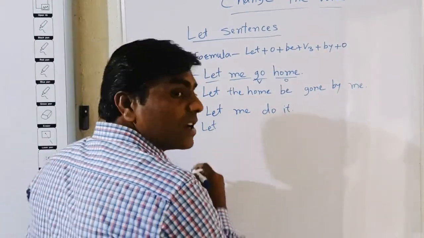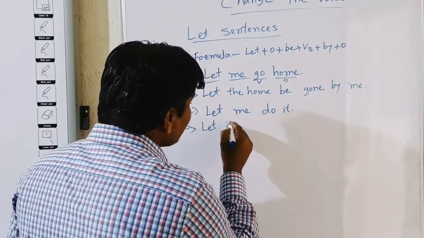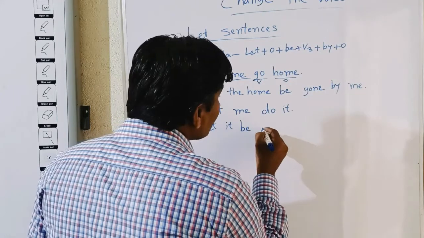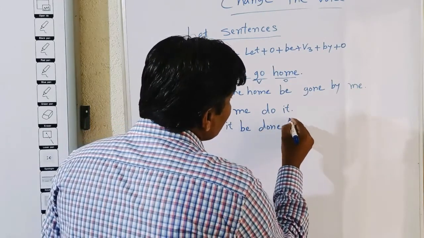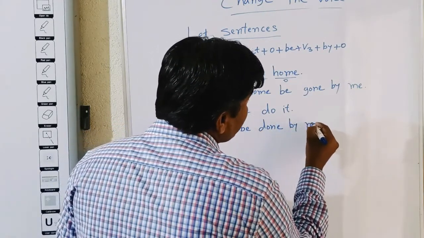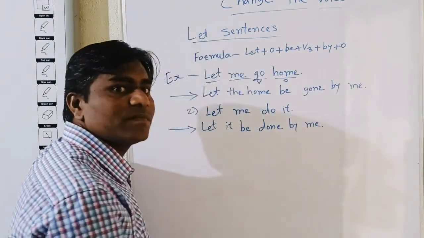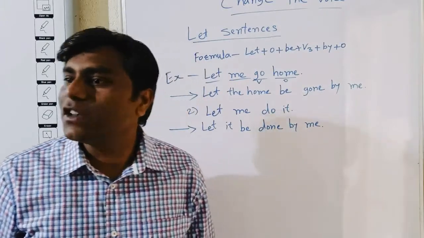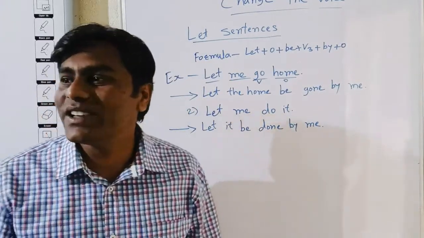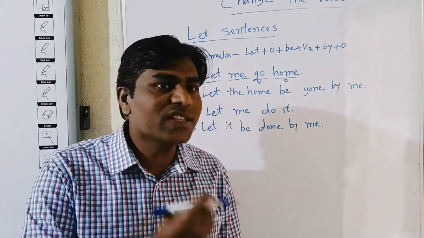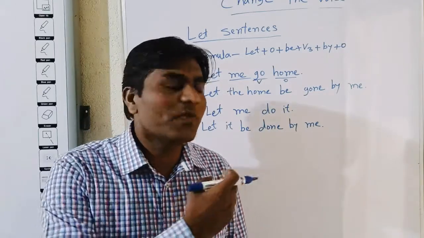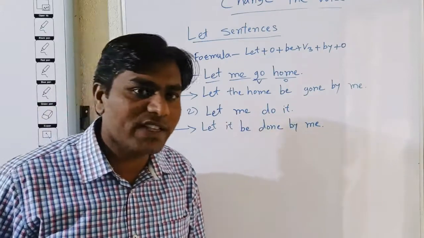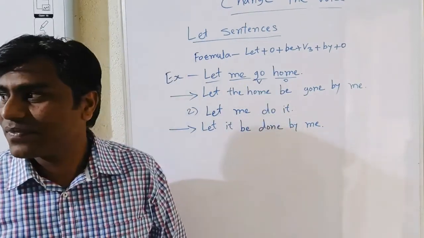Let it be done by me. Okay, let it be done by me. So it means that let me do it. Okay, so this type of sentences we can transform into the passive voice through the formula.